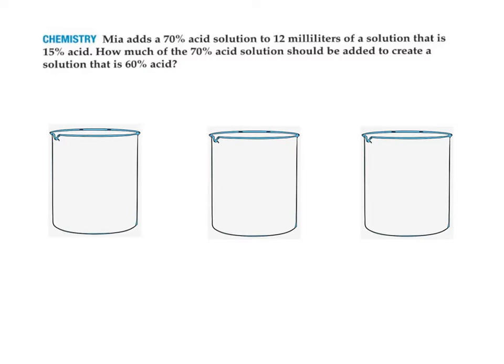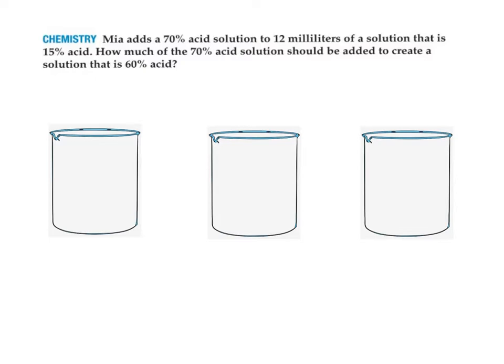In this particular problem, we're told that Mia adds 70% acid solution to 12 milliliters of a solution that is 15% acidic. We want to know how much of that 70% acid solution should be added to create a solution that is 60% acid. So before we even get into any of the math involved with this, we've got to make sure that we understand the situation that's going on.